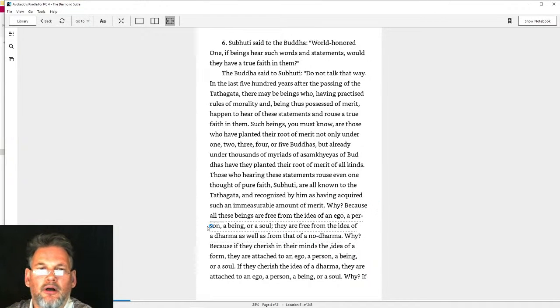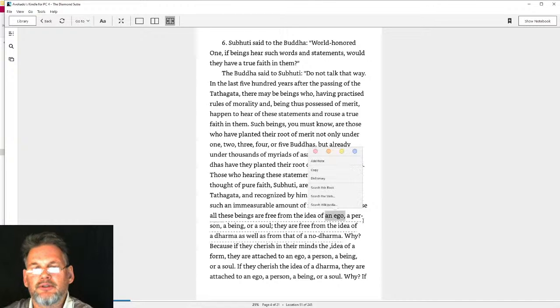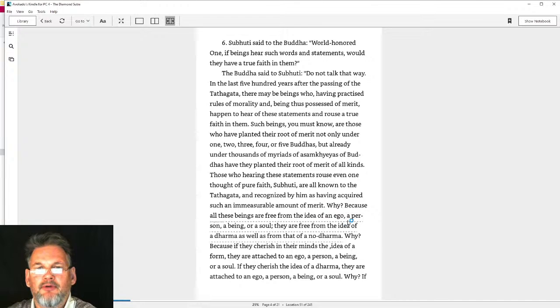So here, because all these beings are free from the idea of an ego, which is form-based, a person, a being, or a soul, and also a body, I would say an ego. In some translations you see a body instead of ego. So basically, Martinus also says that the physical body is a false sense of center in the perspective, because it's a form-based identity, right? So we see here, because all these beings are free from the idea of an ego, person, being, or soul, they are free from the idea of teachings, as well as from that of no teachings.